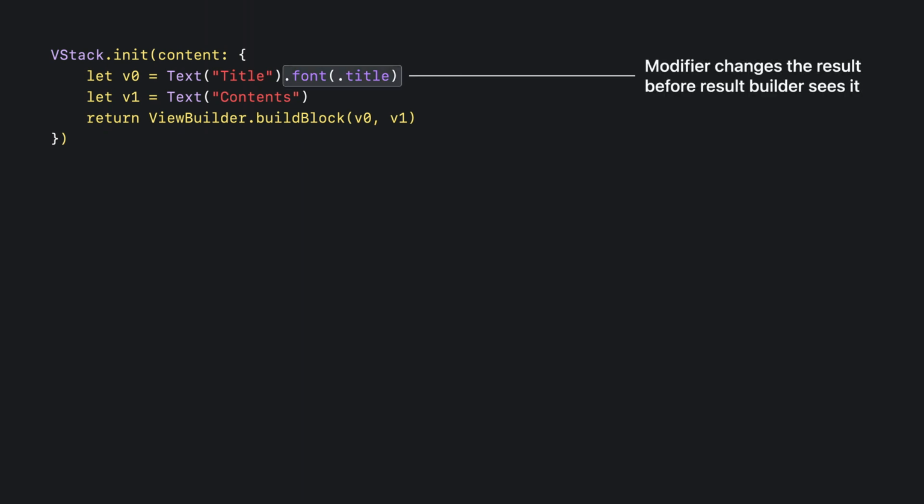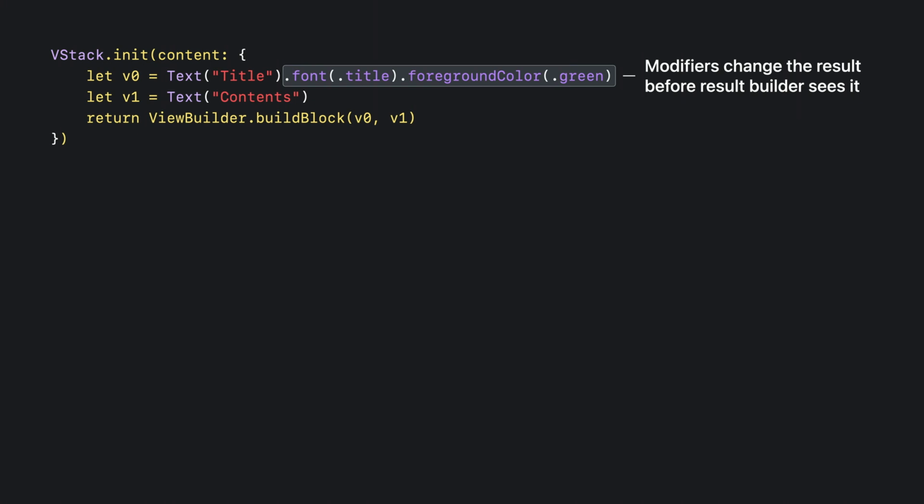Now, I'd like to point out how modifier-style methods fit into this. A modifier-style method returns either a modified copy of self or a copy of self wrapped in a different type that adds new behavior. And it does this within the same statement that created self in the first place. So it ends up changing the value before the result builder sees it. And you can call other modifier-style methods on that method's result. So you can apply several changes and compose them together, all before the result builder ever sees the value.